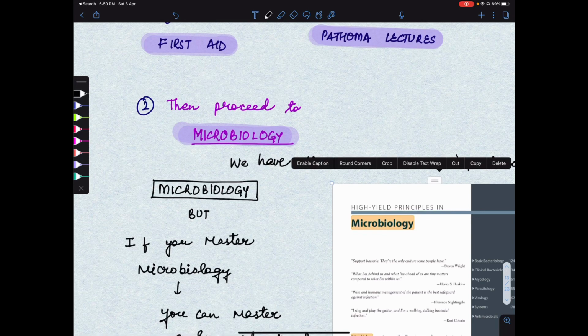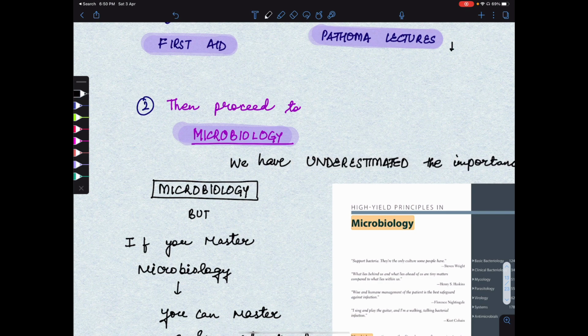General pathology is the subject which will help you understand the general terminologies. And trust me, Pathoma lectures have beautifully explained general pathology. The first three chapters of Pathoma are so beautifully organized, and Dr. Sattar makes you understand them in a very nice way. After general pathology, you should proceed with microbiology.